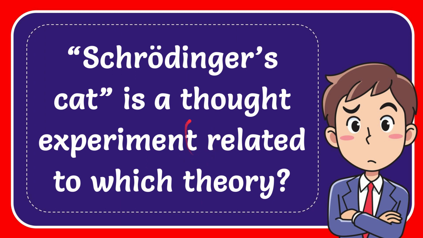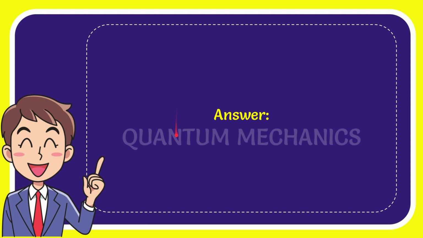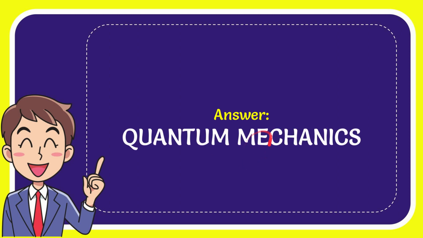In this video, I'm going to give you the answer for this question. The question is, Schrödinger's cat is a thought experiment related to which theory? Well, now I give you the answer for this question. The correct answer for the question is quantum mechanics. What is the answer for the question?